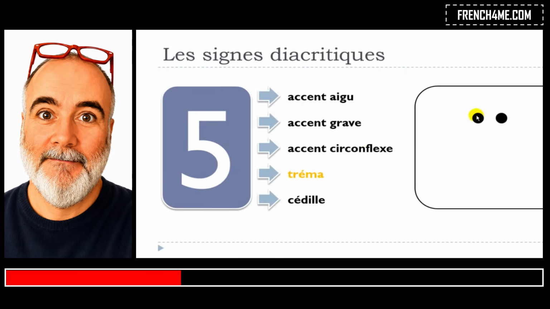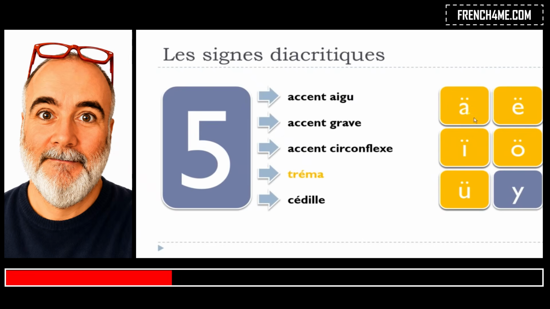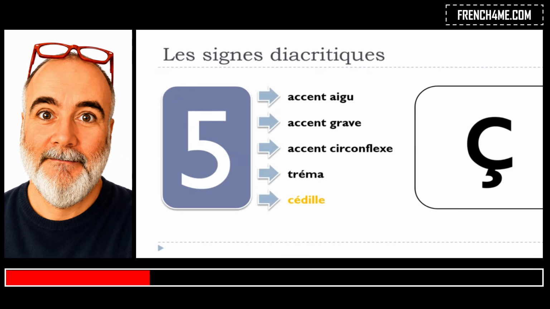Then tréma, just like 2 little dots here, and it will come on the top of A, E, I, O, and then U. And the last one, la cédille, if you look carefully, basically it will come right below your C letter.